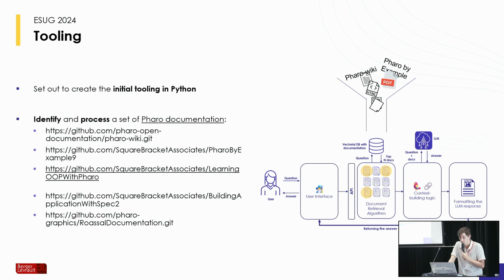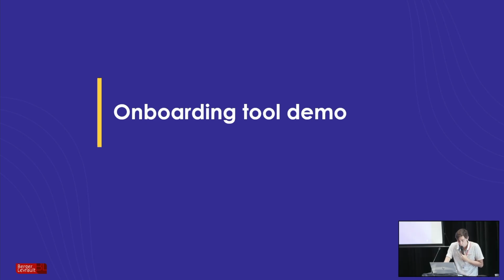And for the data collection, we identified and processed a set of Pharo documentation. We decided to keep it a low count to test the viability of this. So we limited ourselves to Pharo Wiki from Pharo Open documentation, a couple of documentation from Square Bracket Associates, so Pharo by Example 9 and Learning Object-Oriented Programming with Pharo. And we also added 2 library documentation, so Application with Spec 2 and ROCL documentation. Now I'm going to move to the demo part.